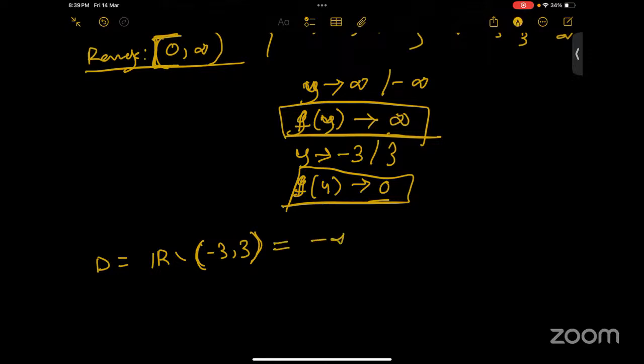So the domain will be this, closed. Okay, understood. Sure. Anything else? Any other doubt?